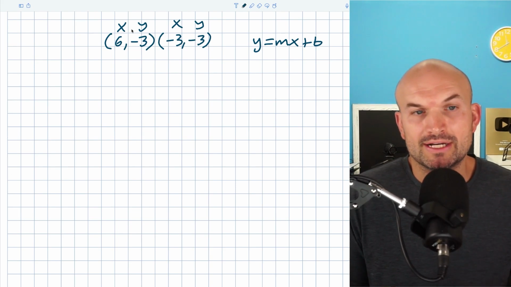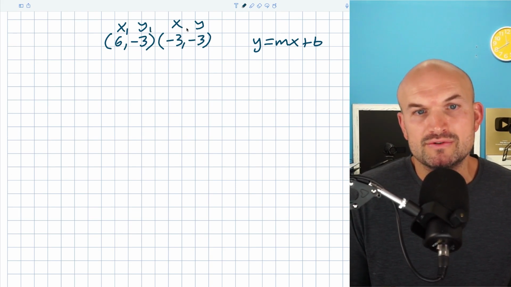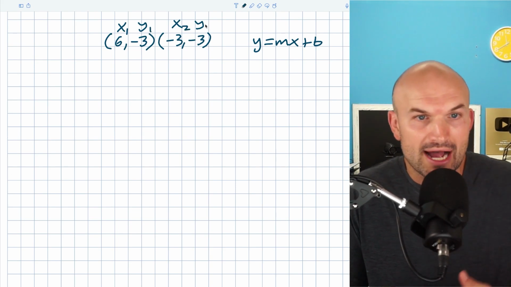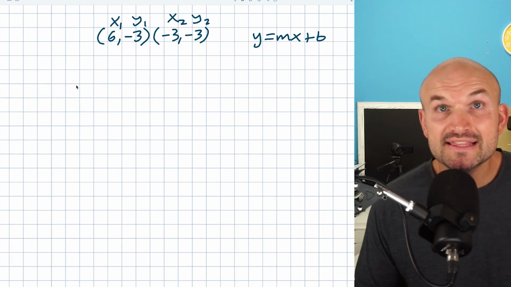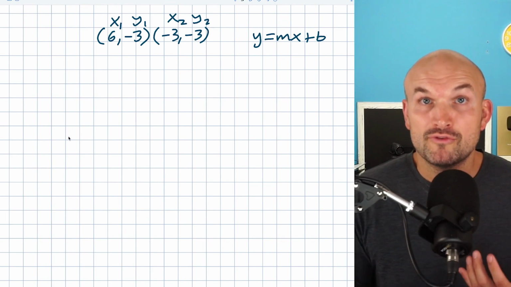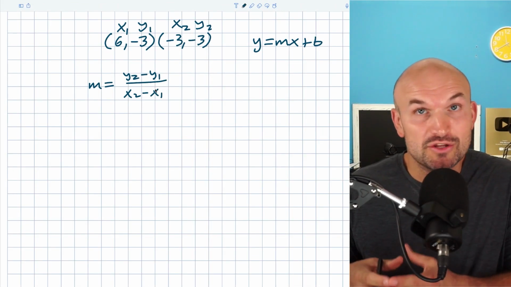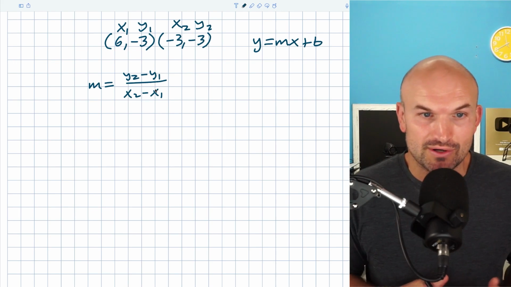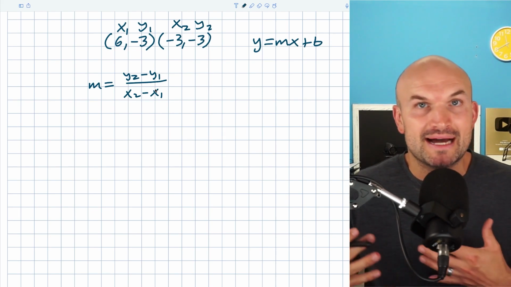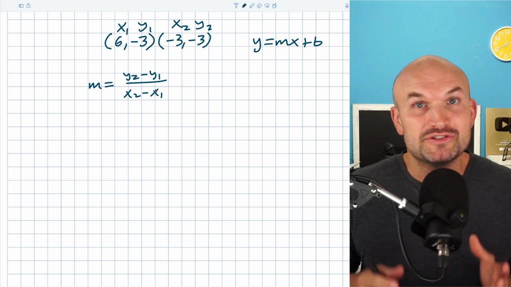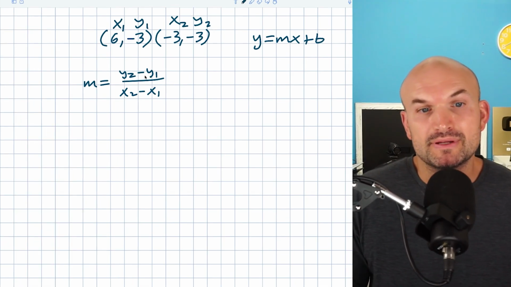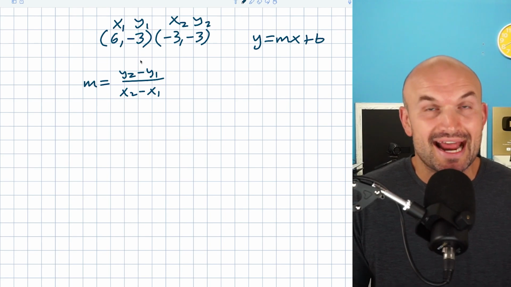So therefore, what we want to do is differentiate these. And that's why we use these subscripts of x1, y1, x2, y2, just to differentiate between these 2 points. Now to find the slope, you are going to need to know the slope formula. The slope formula is the change in the y coordinates over the change in the x coordinates: y2 minus y1 over x2 minus x1. And again, it's very important for me to state that it doesn't matter the order, you just need to be consistent.